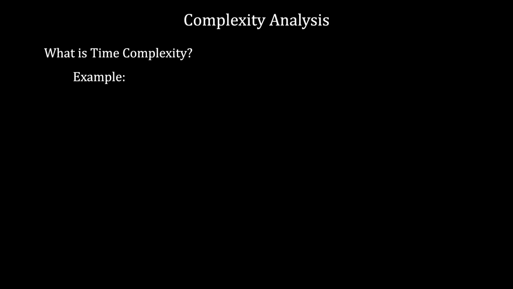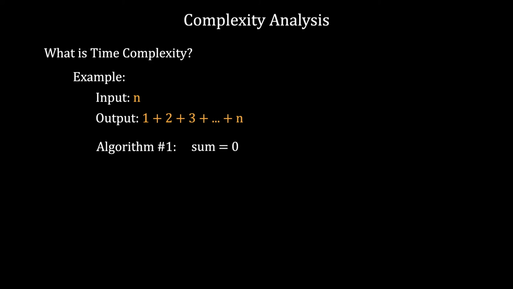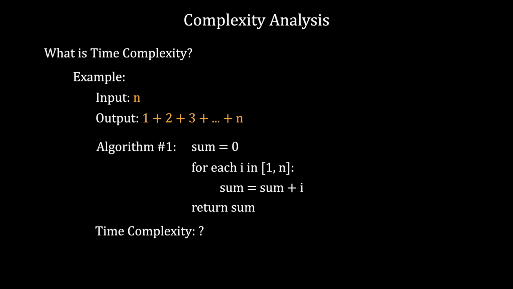Let's have our first time complexity analysis of an algorithm. Let's suppose we are given a positive integer n and we should output the sum of the numbers 1, 2, 3, up to n. Now, someone who missed his math classes might come up with an algorithm like this. Have a variable to compute the sum, initially equal to 0, then iterate through each number from 1 to n, add that number to the sum, and in the end return the sum. As simple as that. Now what is the time complexity of this algorithm?